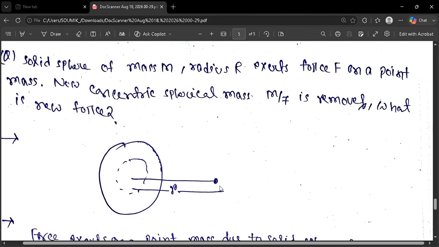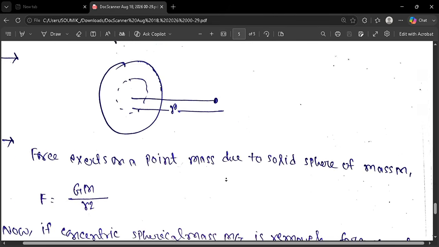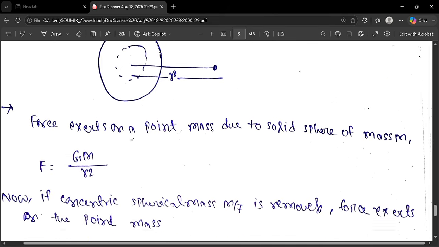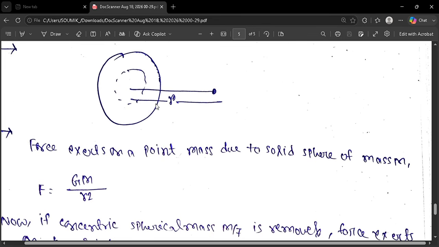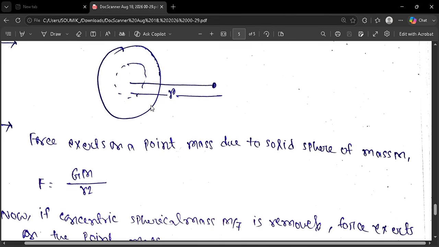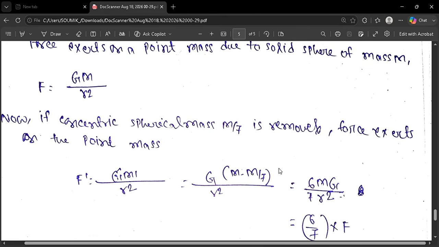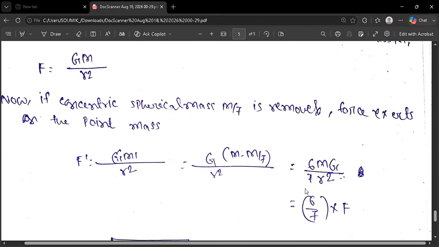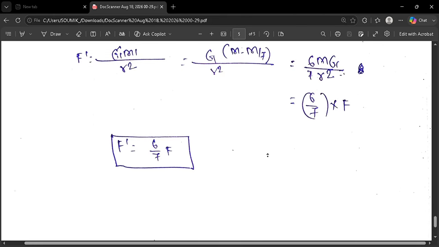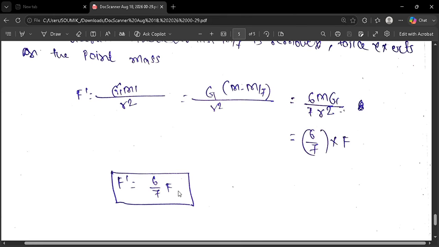We can think of the mass of each point mass. The force exerted on the point mass due to the full solid sphere of mass capital M will be GM by r square, and when M by 7 amount of mass is removed, then the force on the point mass will be GM prime by r square. So the new force F prime will be 6 by 7 F.